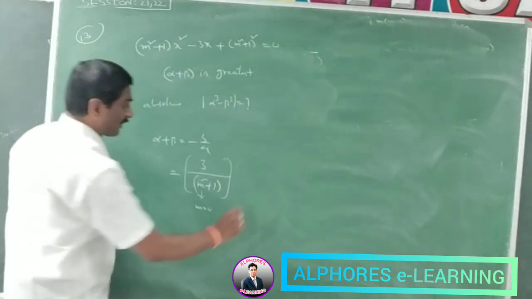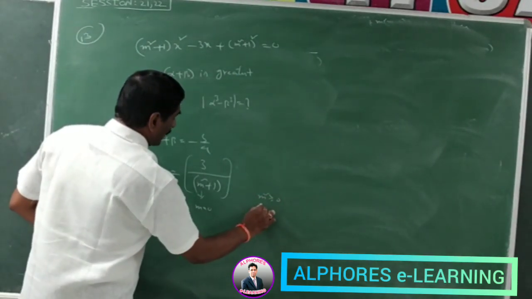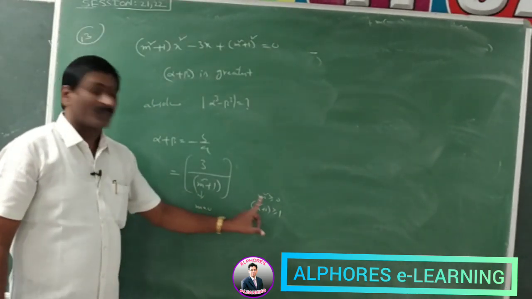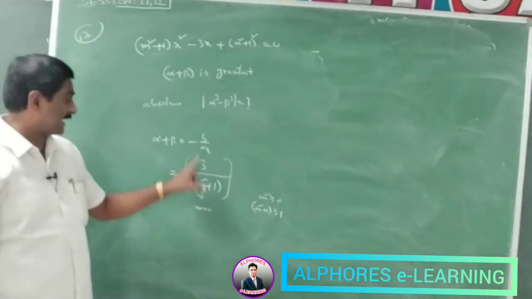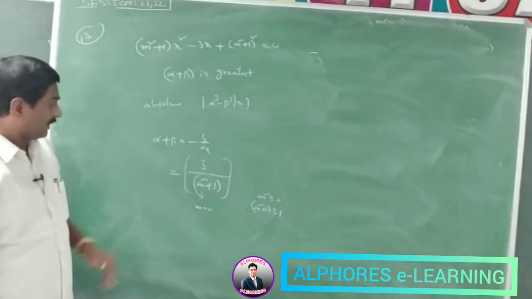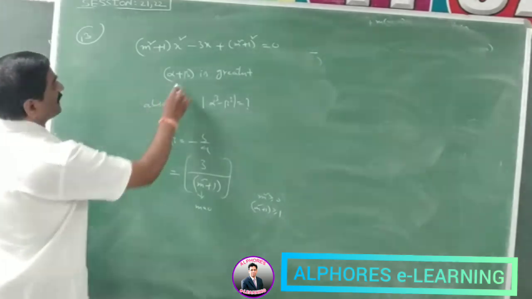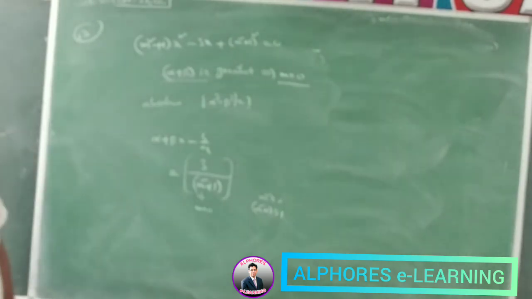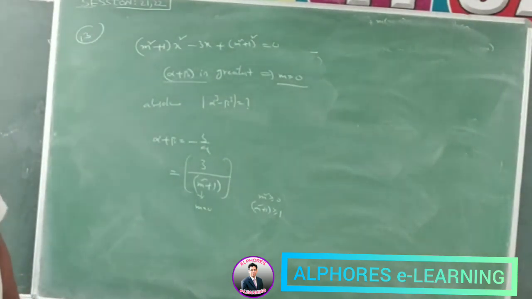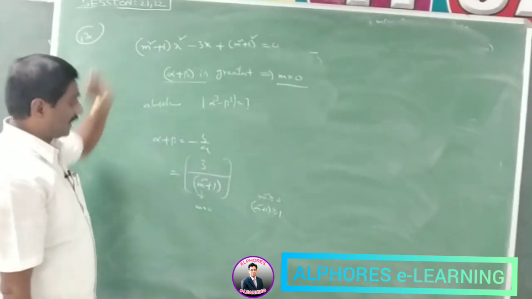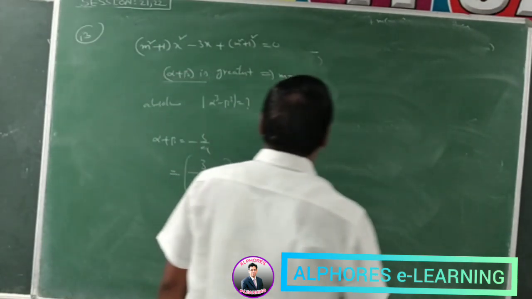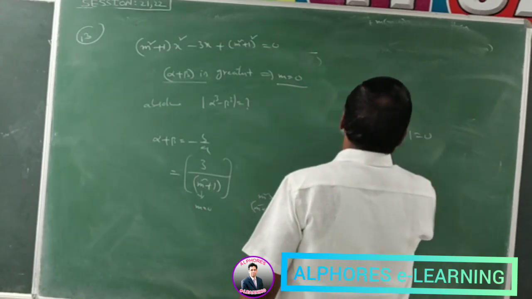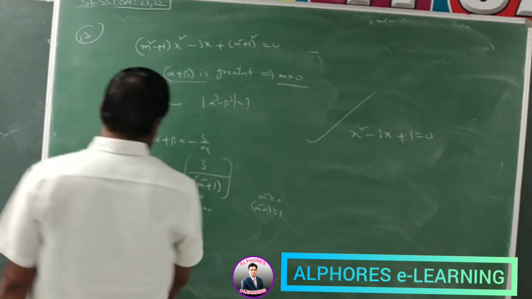m square is always greater than or equal to 0. So m square plus 1 is greater than or equal to 1. Only when m is equal to 0 do we get the minimum value of this function, for getting the maximum value of the total function. So alpha plus beta is greatest when m is equal to 0. Now we have the value of m. Substitute this value of m in the given equation. That means it can be reduced into x square minus 3x plus 1 is equal to 0. It is the required quadratic equation.